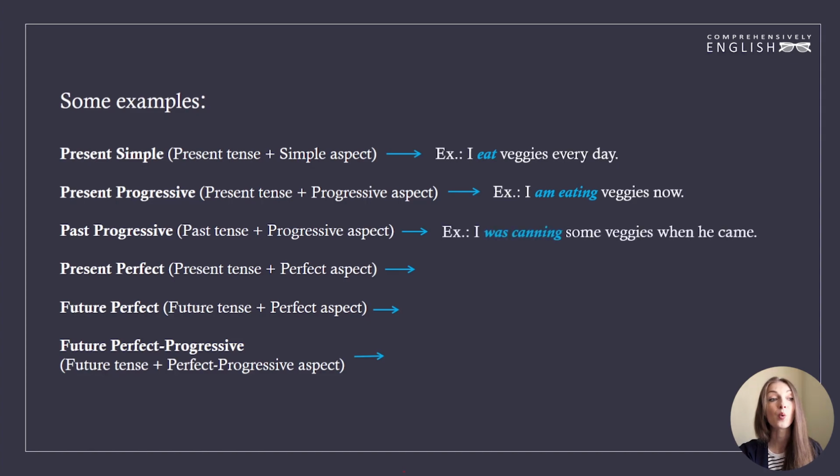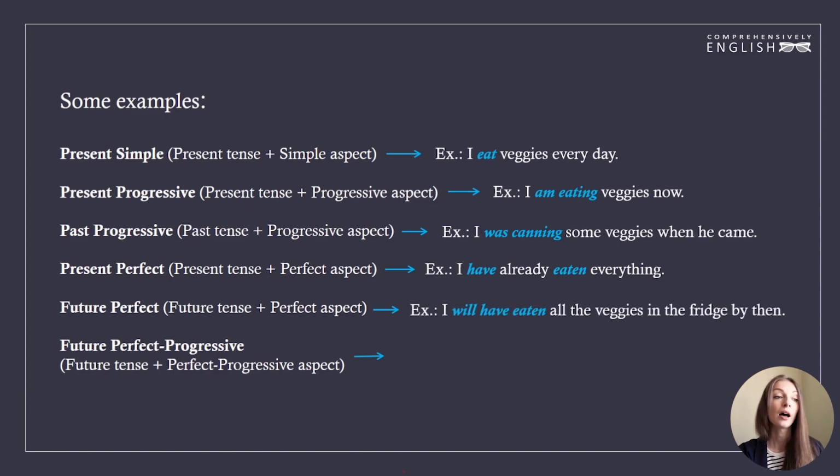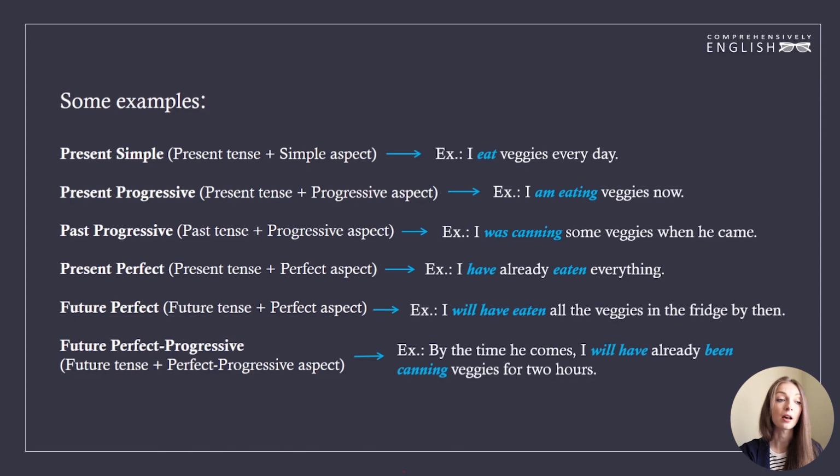The past progressive tense is the past tense plus the progressive aspect. For example, I was canning some veggies when he came. The present perfect tense is the present tense plus the perfect aspect. I have already eaten everything. The future perfect tense is the future tense plus the perfect aspect. I will have eaten all the veggies in the fridge by then. And the future perfect progressive tense is the future tense plus the perfect progressive aspect. By the time he comes, I will have already been canning veggies for 2 hours.